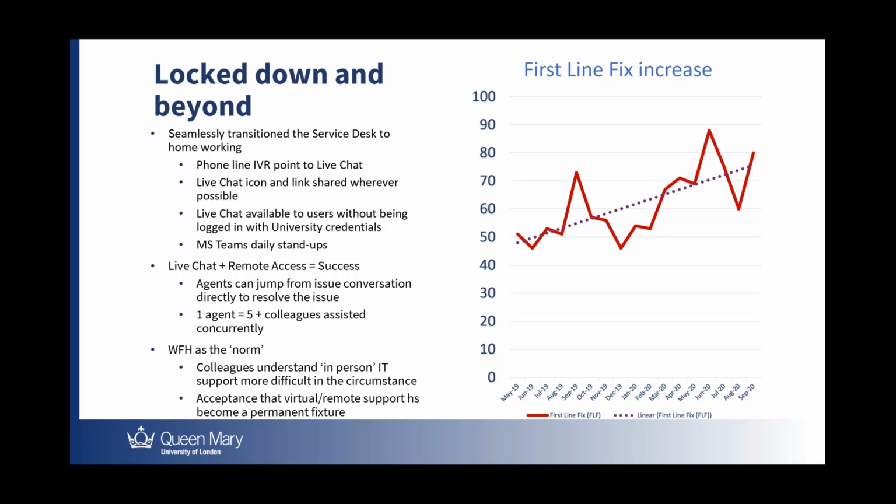And I think this next point is quite a key one in the first line fix increase that we saw, and that is the combination of using live chat and remote access. So what we saw very quickly is that the agents could jump from conversing over an issue to directly resolving it. To us, that was really key to unlocking what we were doing at the time. So obviously everyone was based at home. We realized we had to be able to fix something without getting to it. So that combination really unlocked the success.